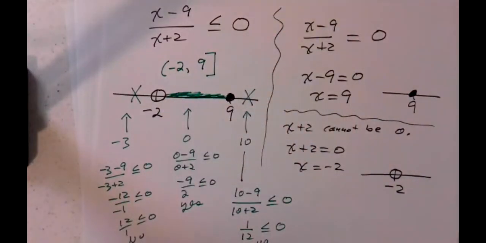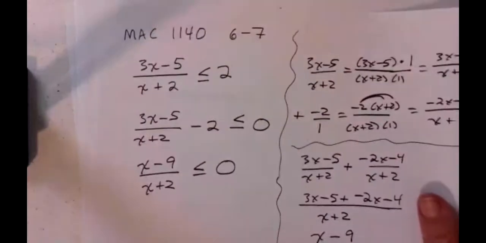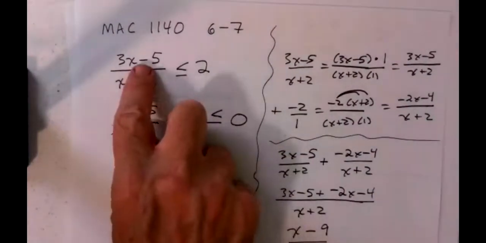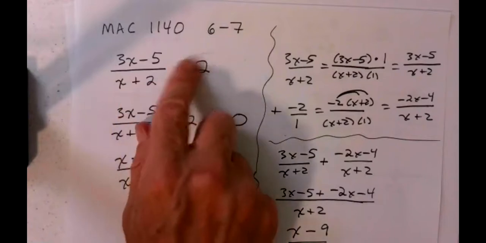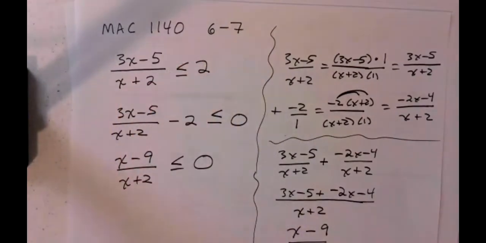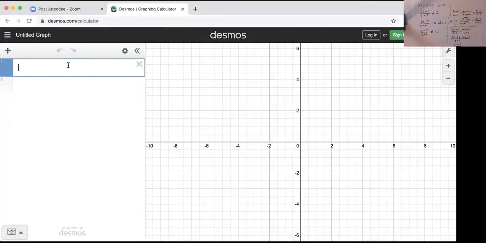Now let's visualize this and see if we can identify that. So this time, I think I'm going to go to Desmos, if I can. And I want to look at what we have there. I want to make sure you know what our original question was. Our original question was (3x minus 5) over (x plus 2). Where is that less than or equal to 2?